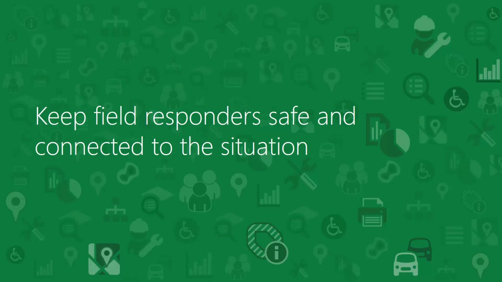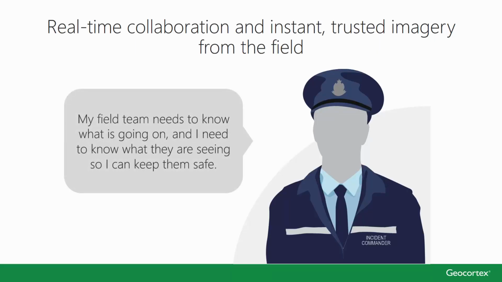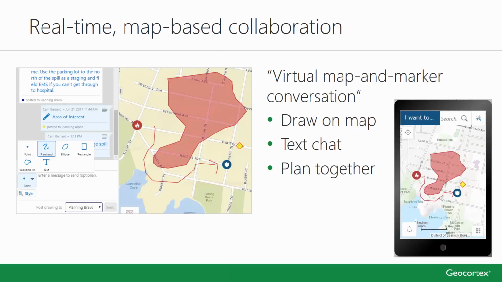The next big theme around our application is how do we keep field responders safe and connected? And we did two dedicated tools for doing this. How do I let them know what's going on? I need to see what they're seeing so I can keep them safe. The first thing we did was real-time map-based collaboration.